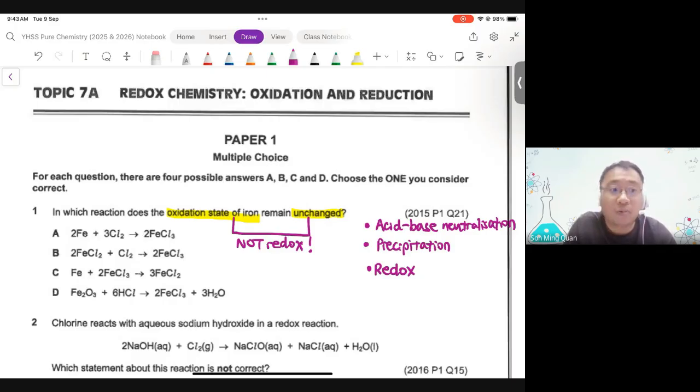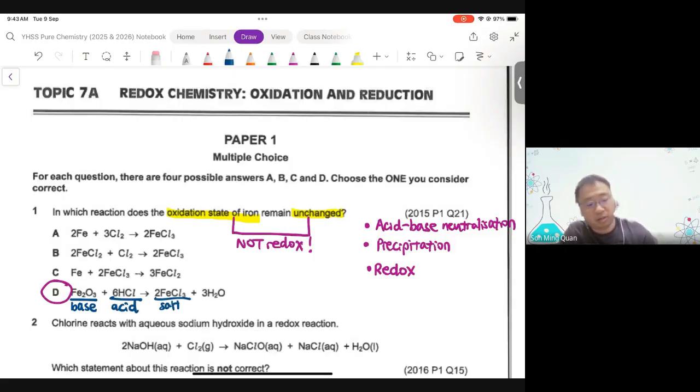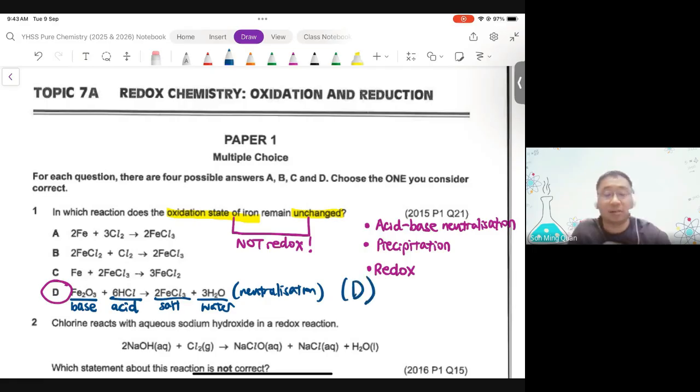So now they want you to find out which reaction is not redox. If it's not redox, that means it must either be neutralization or precipitation. Only D fits the bill, right? This is a basic oxide, it's a base. HCl is an acid. Acid plus base, salt and water. So D is actually just neutralization. And hence the answer for question 1 is D. That's how you solve it quickly.